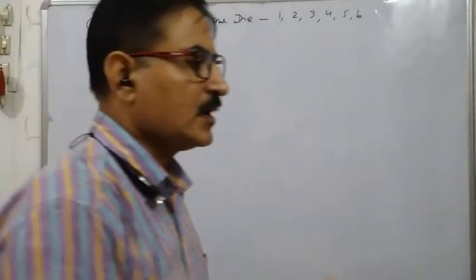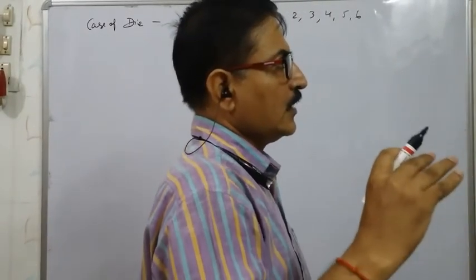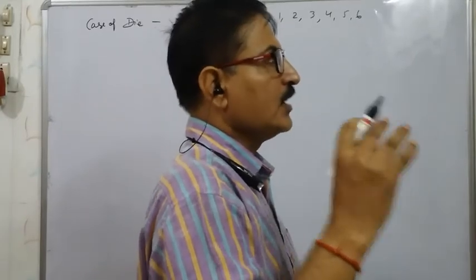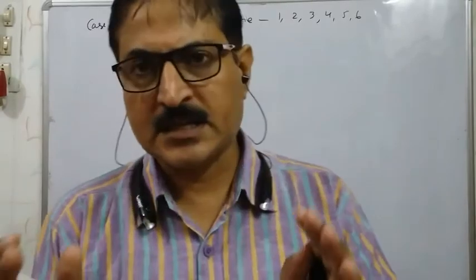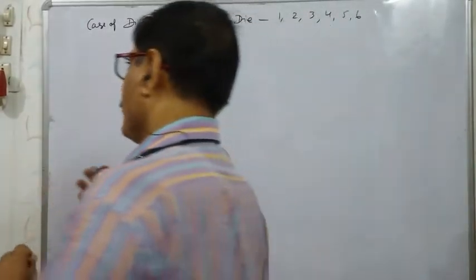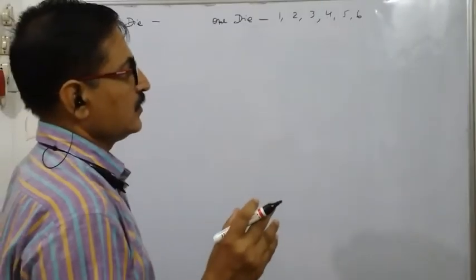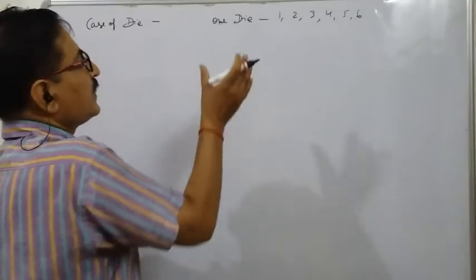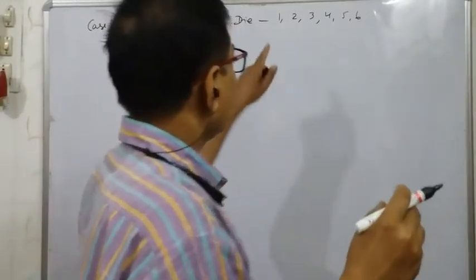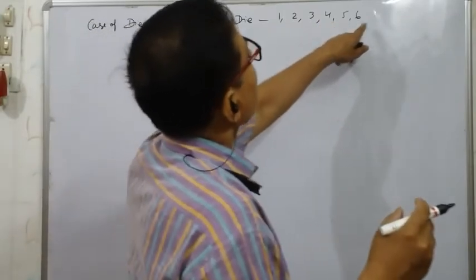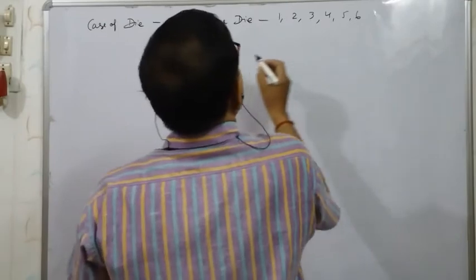Why the cubical shape? Because in a cube, all the faces have equal area. There are 6 faces, and the 6 faces have equal area. Therefore, we are taking the cubical shape. In a cuboid it is not there, therefore we are taking the cube. And on it the dots are printed: 1 dot, 2 dots, 3 dots, 4 dots, 5 dots and 6 dots. So when one die is there, the outcomes are 6.